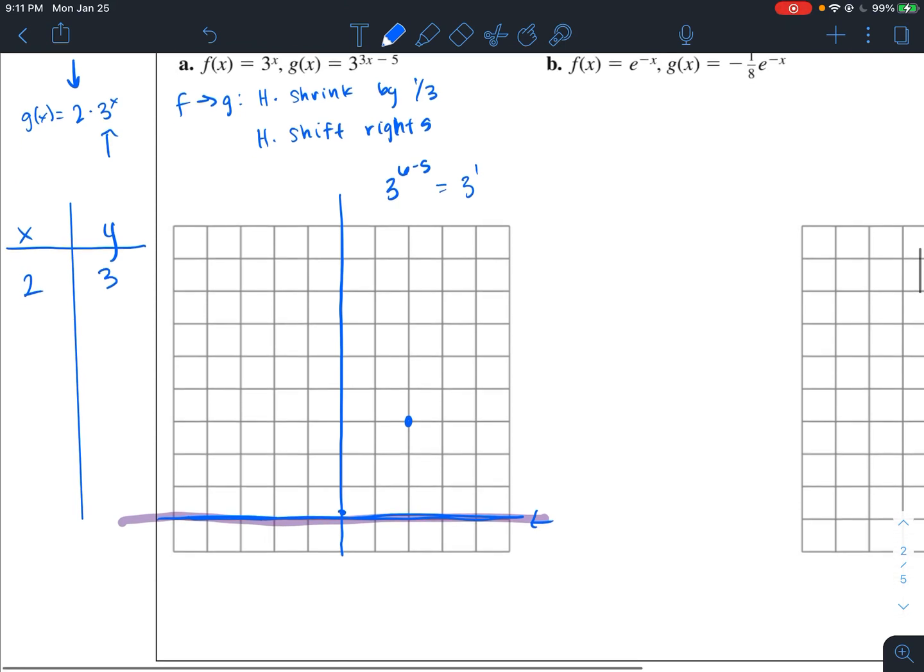I just want something, those 2 points would be good, because we know the asymptote's going to go through there and up, then it's going to keep going up like that.